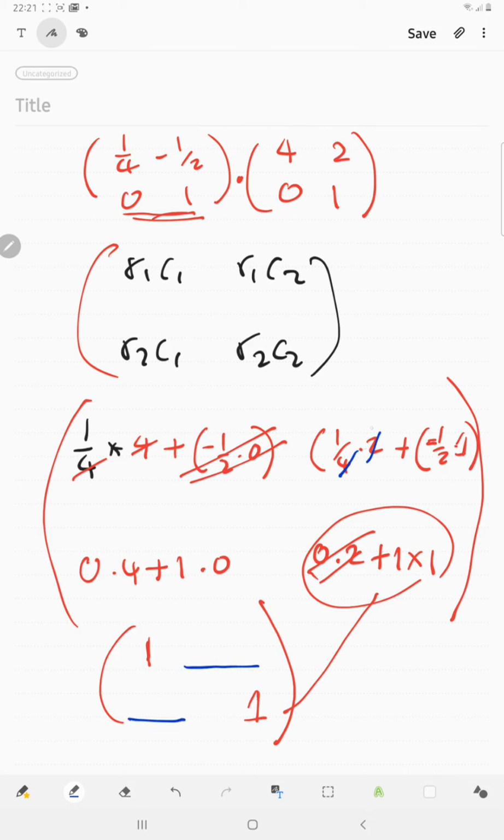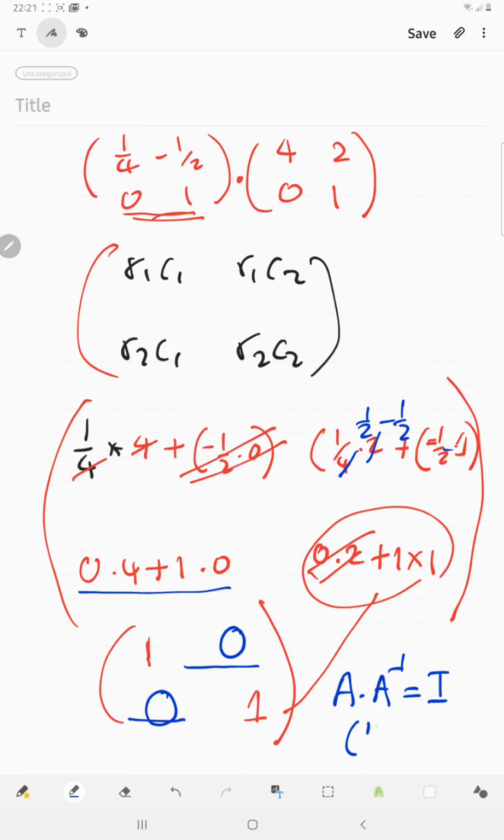So here this and that cancel, so this is half minus half. And again, this one is what? The answer is 0. And for this one, the answer again is 0. So what we have obtained in this case is a statement which says that if we multiply A times A inverse, the answer is an identity matrix. So this identity matrix is 1, 0, 0, 1.